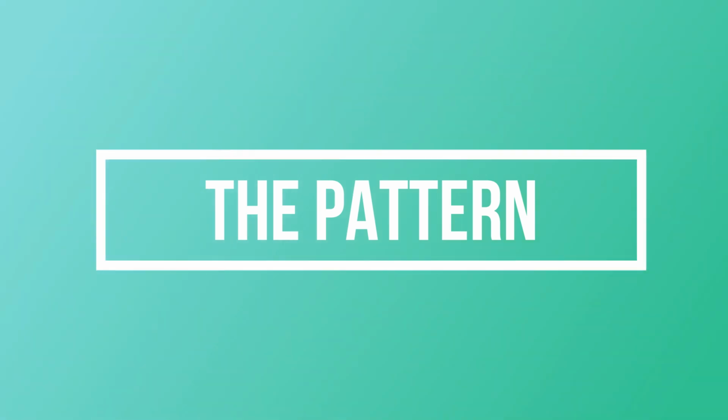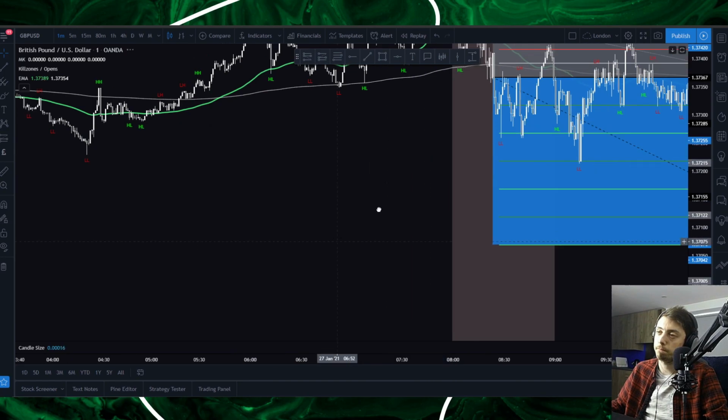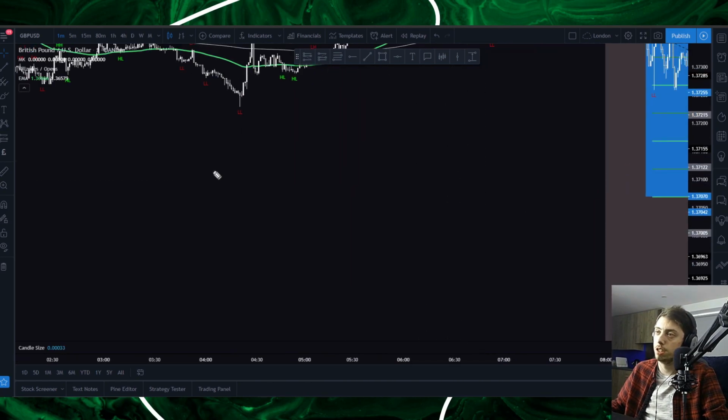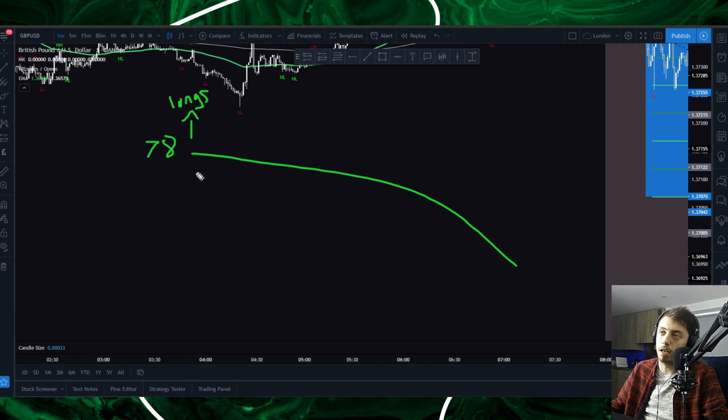The next one is the pattern that we look for. So let's say we're looking for a short. This is the 78 EMA. Okay. If we're above it, we're looking for longs. And if we're below it, we're looking for shorts. Okay. I don't care if you see a setup for a short when you're above the EMA. Don't take it. I don't care how good it looks, don't take it. Stick to this because it's going to keep you in that rigid kind of rule set.